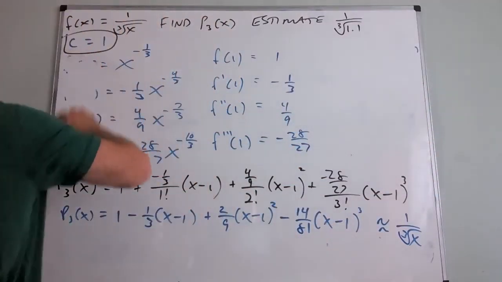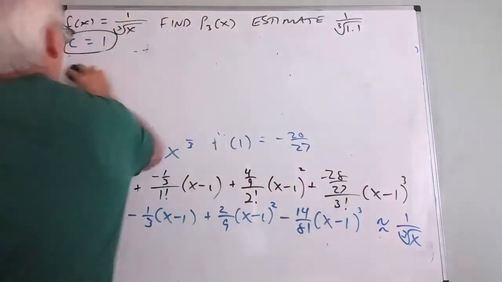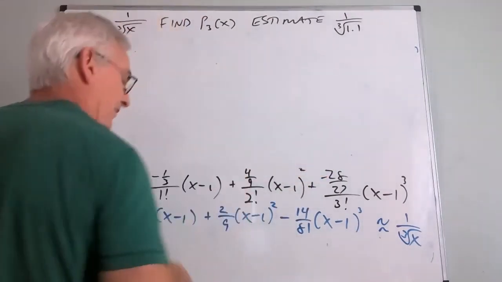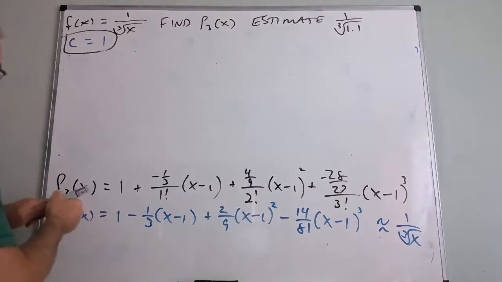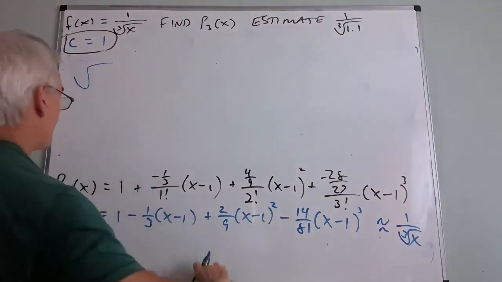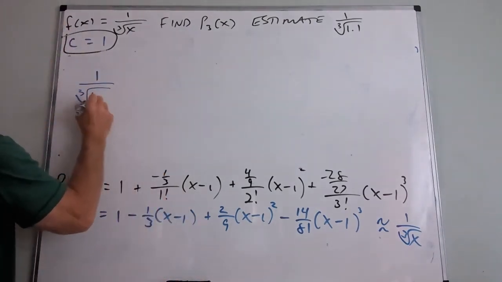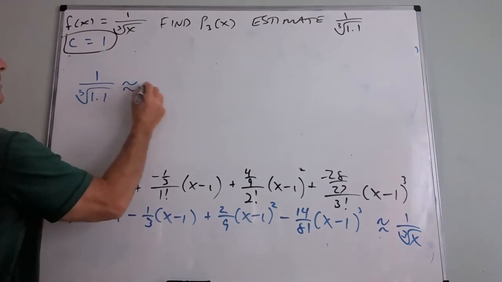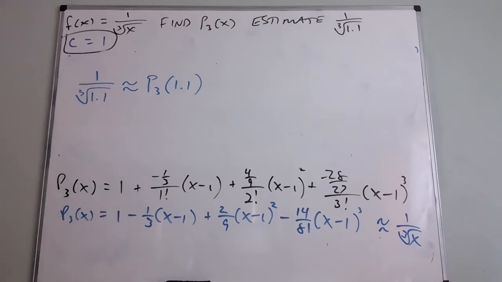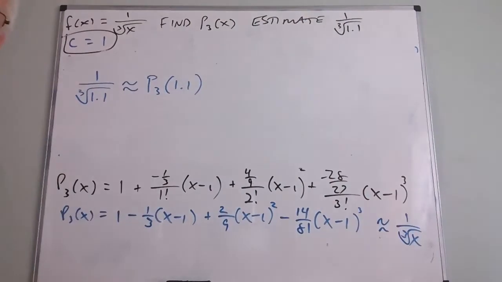So let me erase a little bit above here so I can squeeze. So we said that the 1 over the cube root function is asymptotic to this polynomial. Here's the way we say it. 1 over the cube root of 1.1 is going to be estimated by P3 of 1.1. They are not equal. That would not be possible. It would take the infinite sum to get equality.